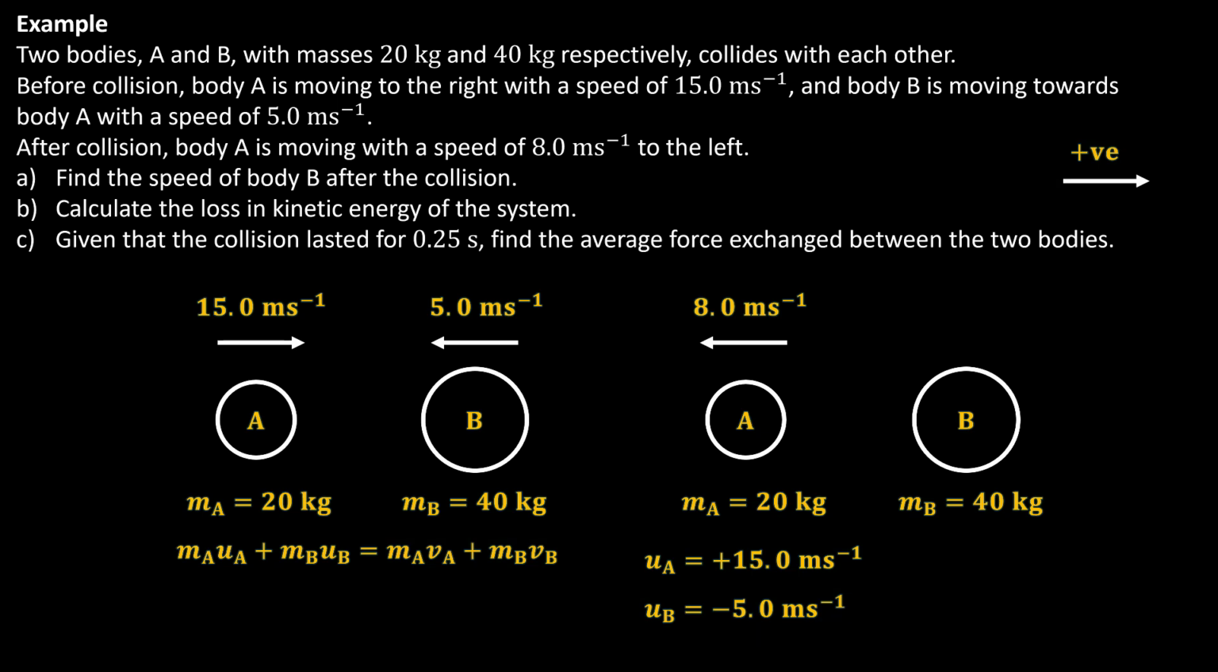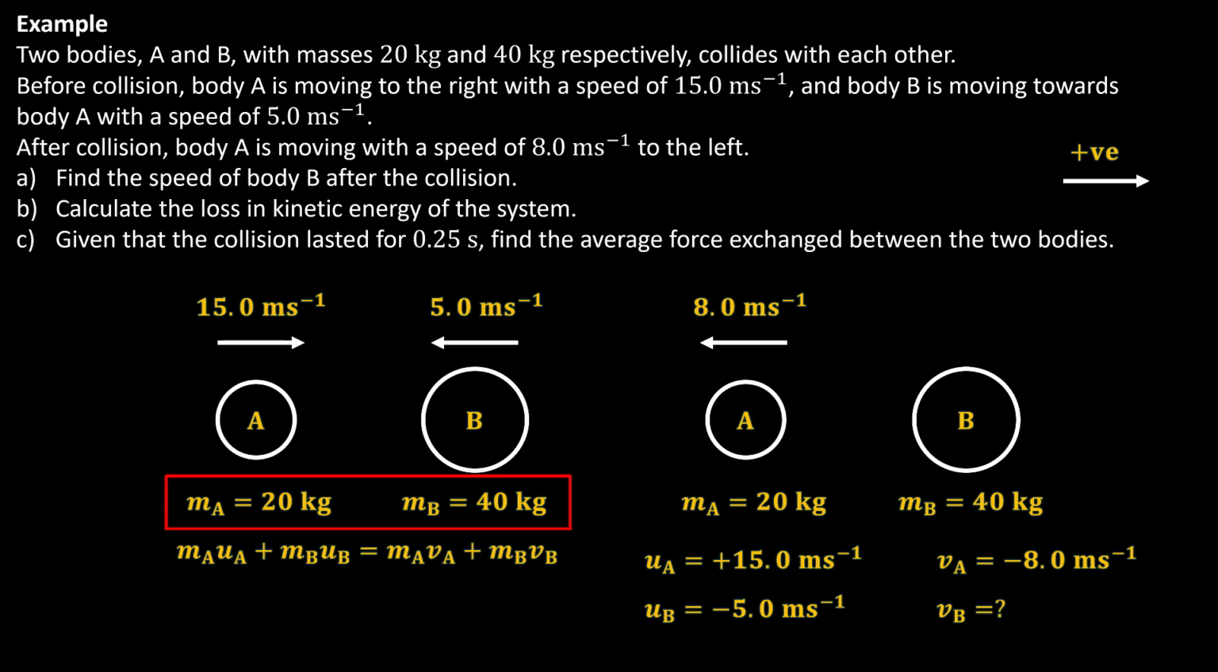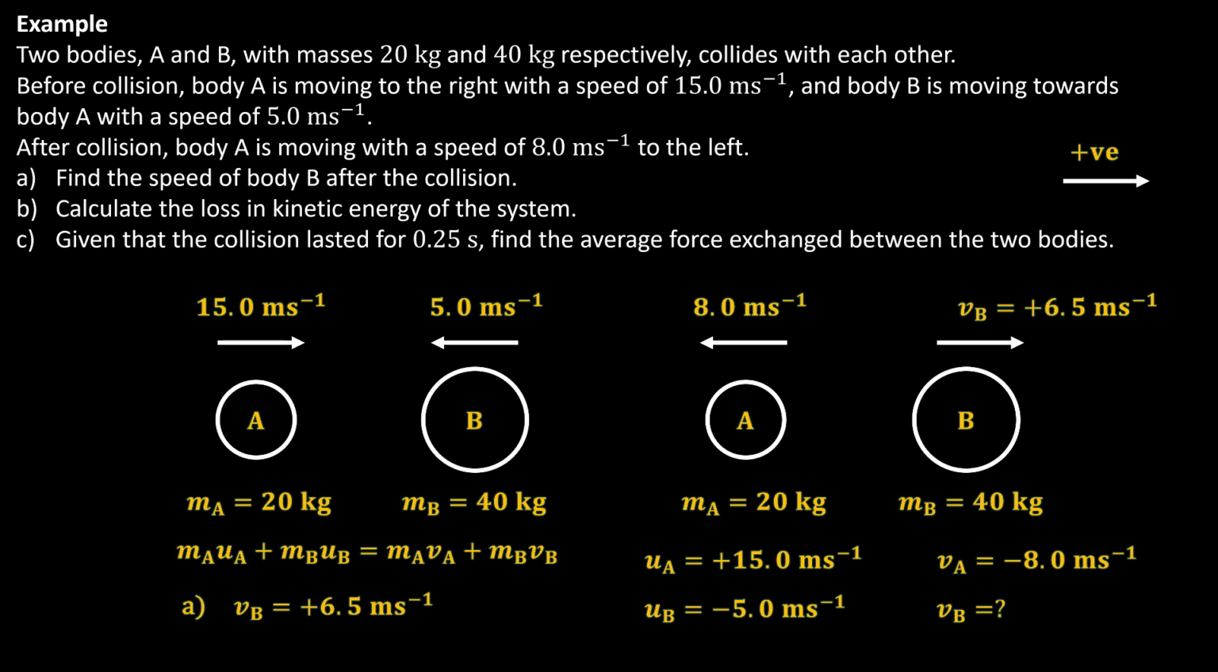Then, for the final velocities, we have VA equals minus 8.0 meters per second, and VB we don't know, and this is exactly what we have to find. The masses are simply MA equals 20 kilograms and MB equals 40 kilograms. So we substitute the values we have, and we should obtain VB equals plus 6.5 meters per second. Since we obtain it as positive, it means the direction of motion of body B is to the right, as we have chosen the right as the positive direction.